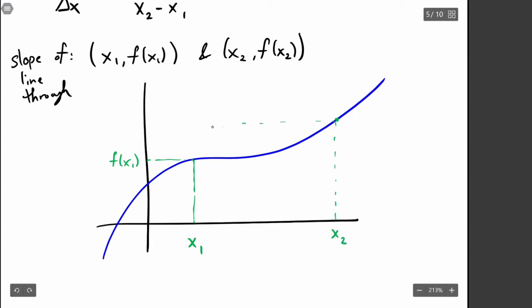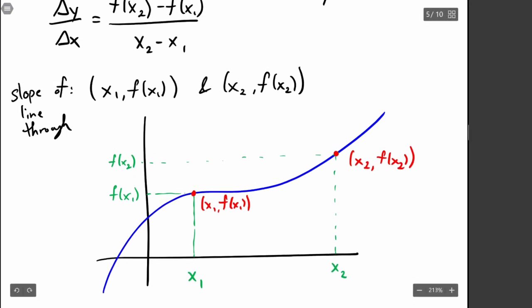then over here is f of x2. Right? This point here is our x1, f of x1. This point up here is our x2, f of x2. Right? And then the line that the average rate of change is the slope of would be this one here.